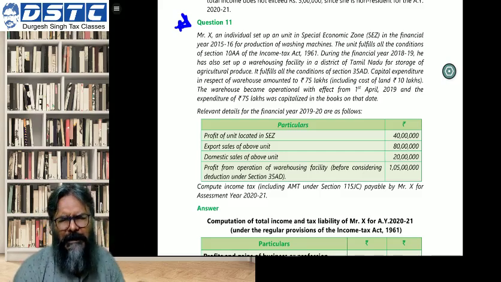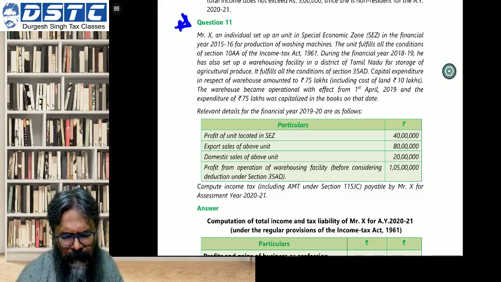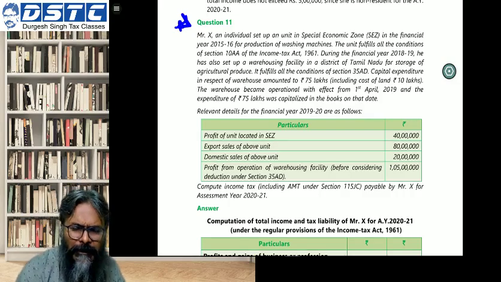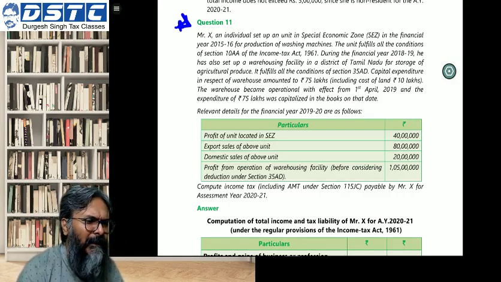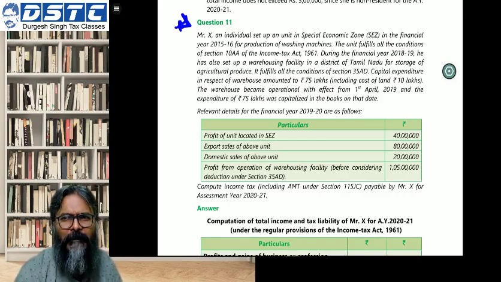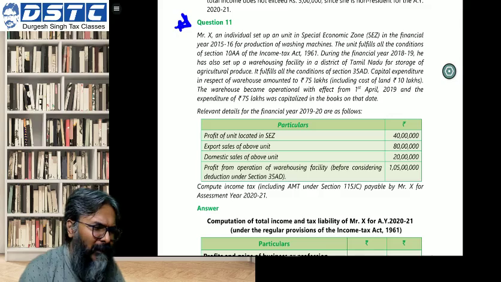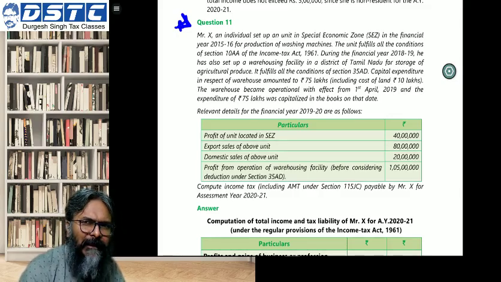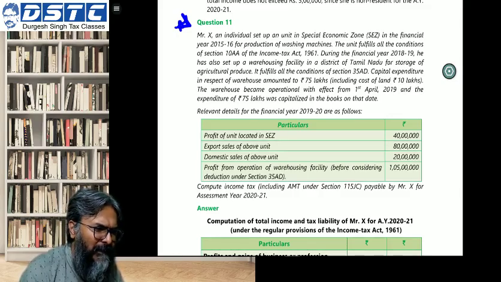So we have seen, students, in 35AD that if it is in relation to the pre-commencement expenditure, then the deduction of 35AD will be available in the year in which you have commenced your business. And 75 lakhs was capitalized in the books of accounts as on that date. So we will get deduction of rupees 65 lakhs. Minus the 10 lakhs, we'll get deduction of rupees 65 lakhs.